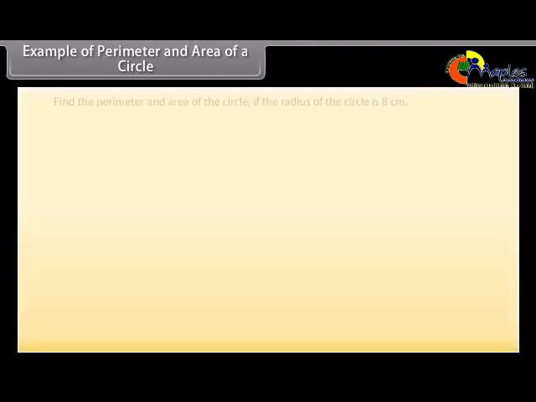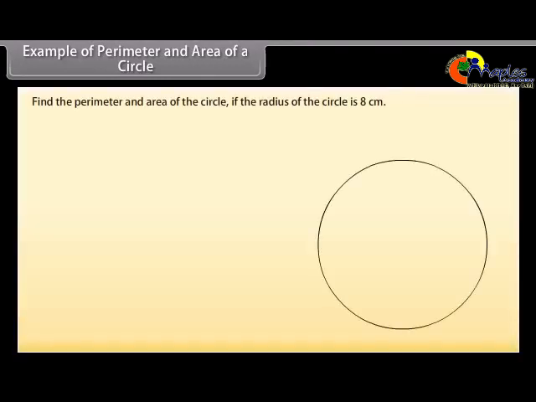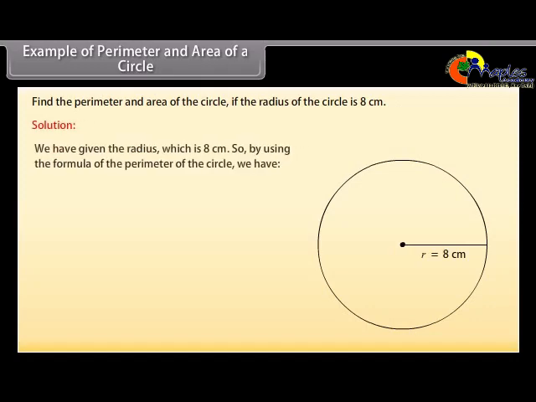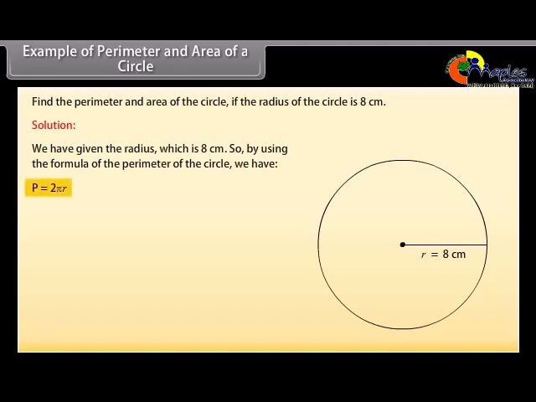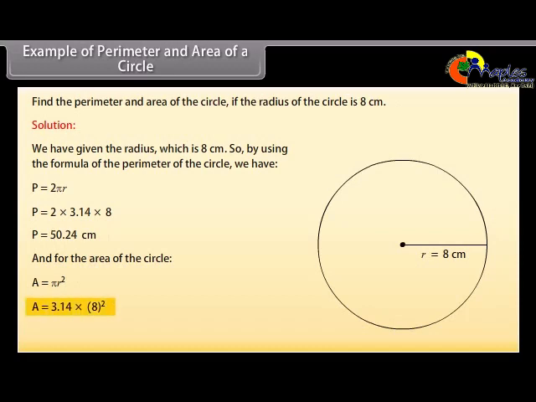Example 2. Find the perimeter and area of the circle if the radius of the circle is 8 cm. Solution. We are given the radius, which is 8 cm. Using the formula for the perimeter of the circle, P is equal to 2 pi r. P equals 2 into 3.14 into 8. P equals 50.24 centimeters. And for the area of the circle, A is equal to pi r square. A equals 3.14 into 8 square. A equals 200.96 centimeters square.